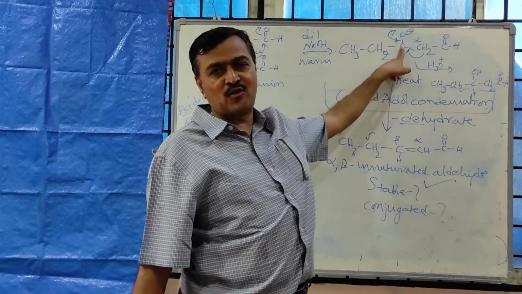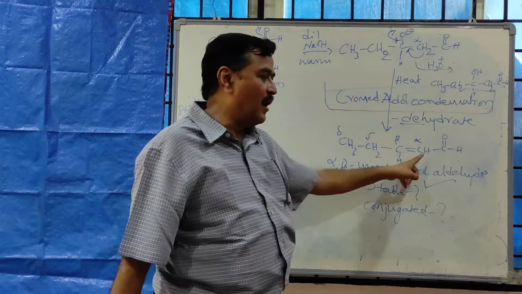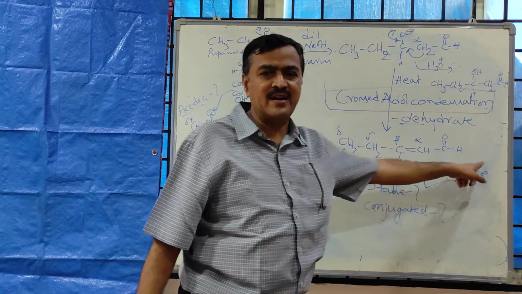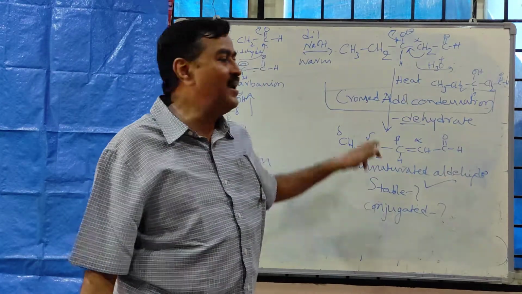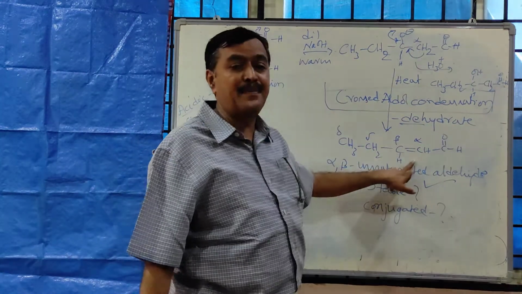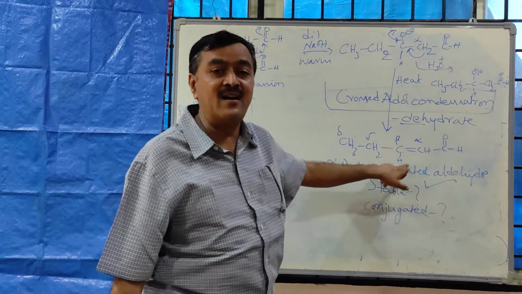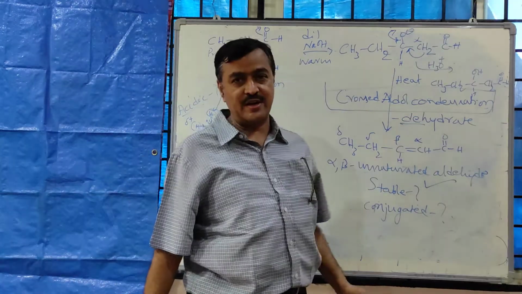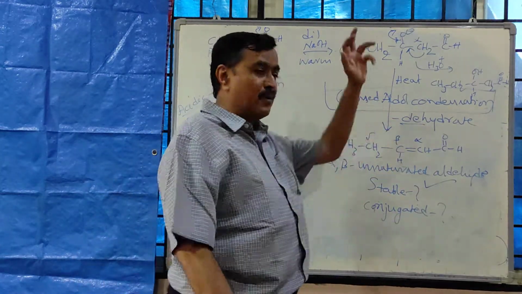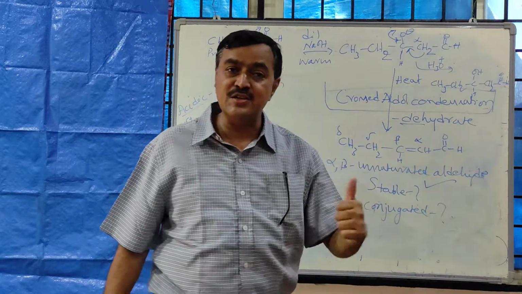This beta hydroxyaldehyde on further heating gives alpha beta unsaturated aldehyde by what reaction? By dehydration, and here it happens readily because this alpha beta unsaturated aldehyde is more stable. Why is it more stable? Because it is conjugated. What is conjugated? The double bond is conjugated with the carbonyl group.